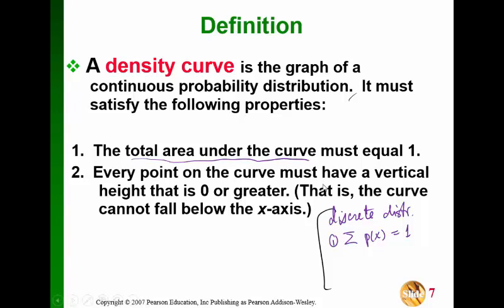And then every point on the curve must have a vertical height that's 0 or greater. That's the same thing as saying that each of your probabilities is between 0 and 1. It's greater than 0. They don't say here that it's less than 1, but it's got to be less than 1 because the area under the curve has to be less than 1.